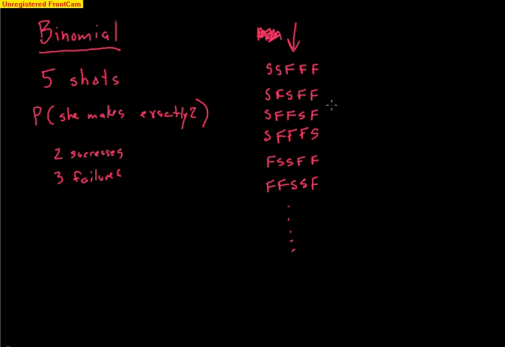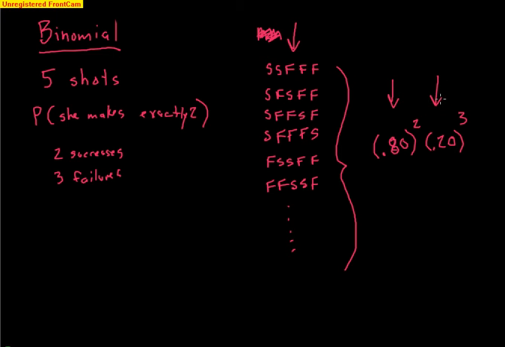But before we talk about that, I want you to know that all of these options, however many they are, they all involve two makes, so two successes, 0.8. They all involve two successes, and they all involve three failures. No matter what, every one of these involves two successes and three failures. But the problem is that it can just happen in so many different ways.